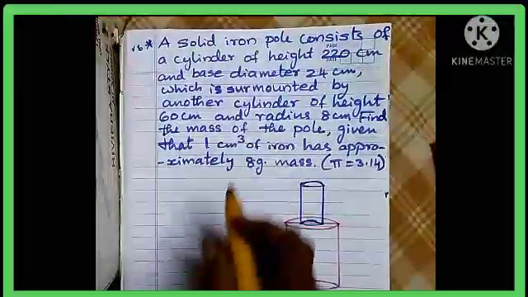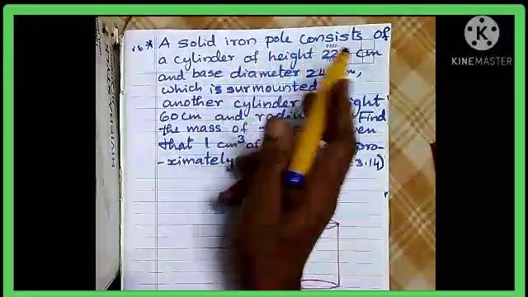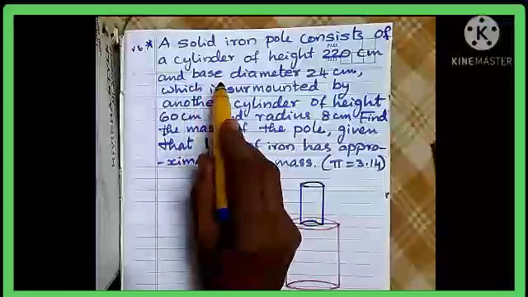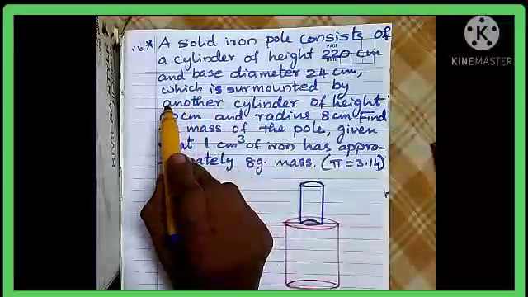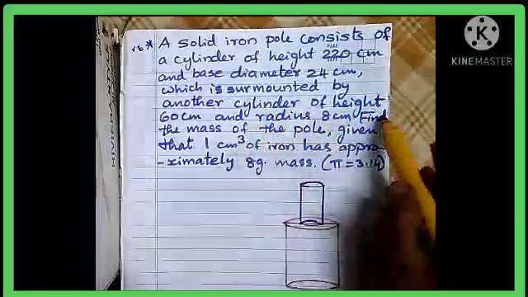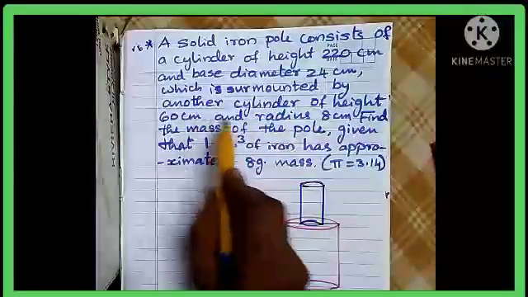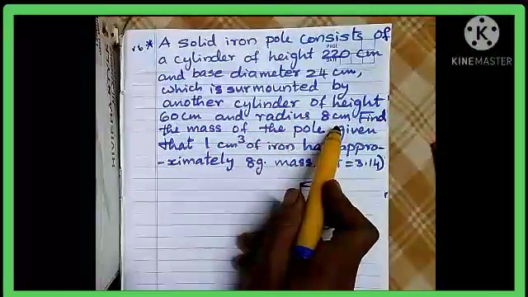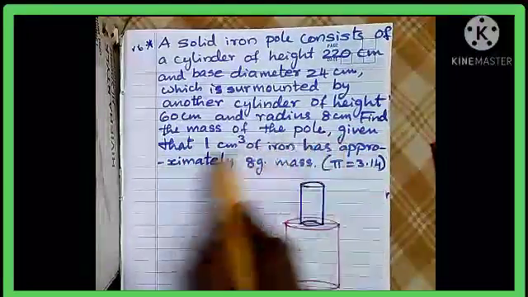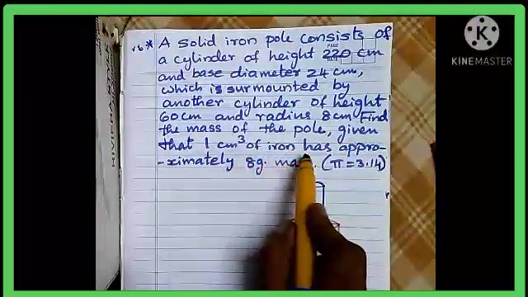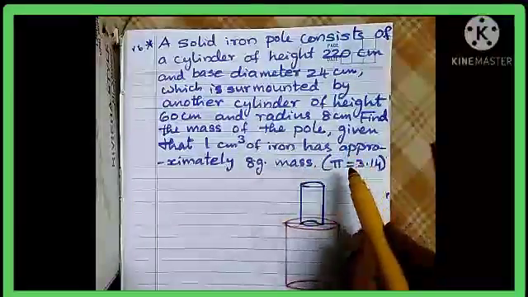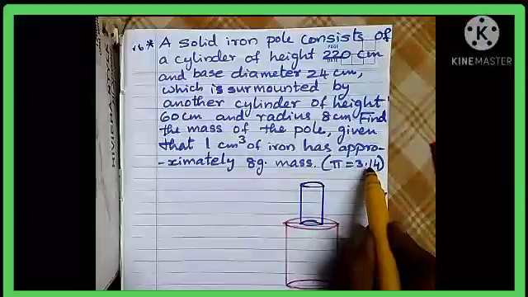Next question is, a solid iron pole consists of a cylinder of height 220 centimeters and base diameter 24 centimeters, which is surmounted by another cylinder of height 60 centimeters and radius 8 centimeters. Find the mass of the pole given that 1 centimeter cube of iron has approximately 8 gram mass. Use the value of pi 3.14.